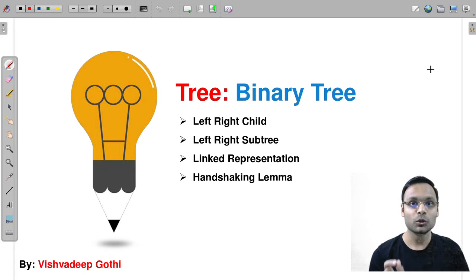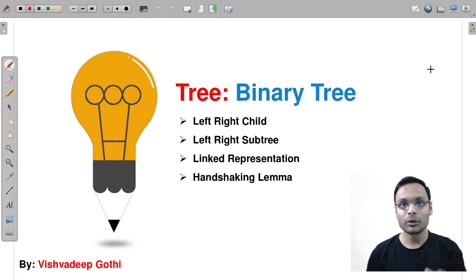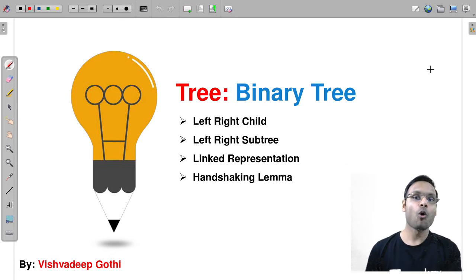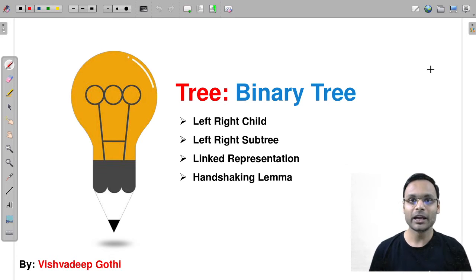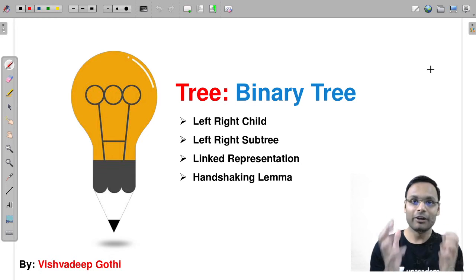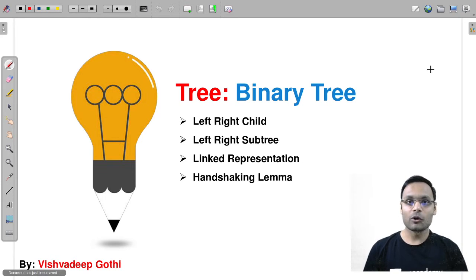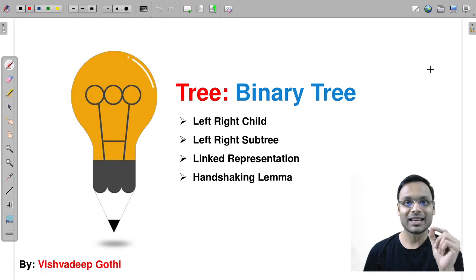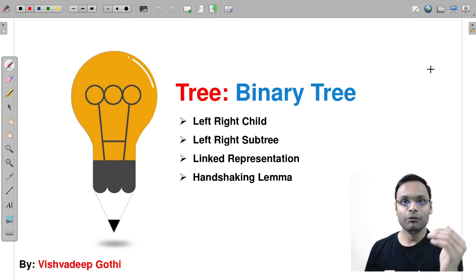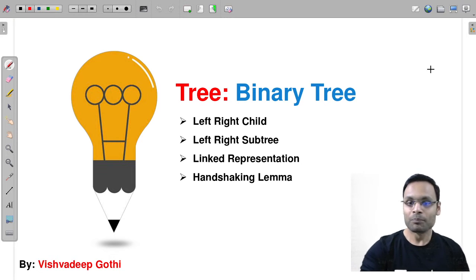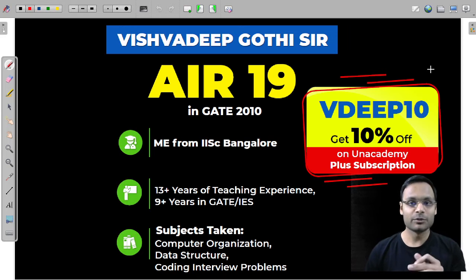Once you understand today's lecture, then the rest of the binary tree will be very easy for you, and definitely you will be able to score more marks from this binary tree if you understand today's lecture. Very fundamental, very core topics we are going to discuss about binary tree. So without missing anything, we will have a really great session with you. Let's get started.